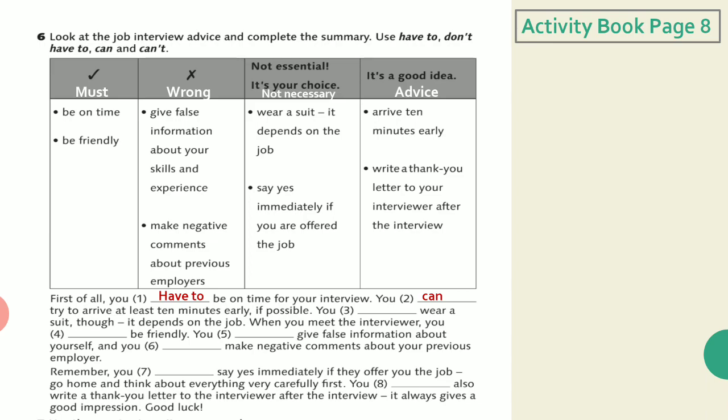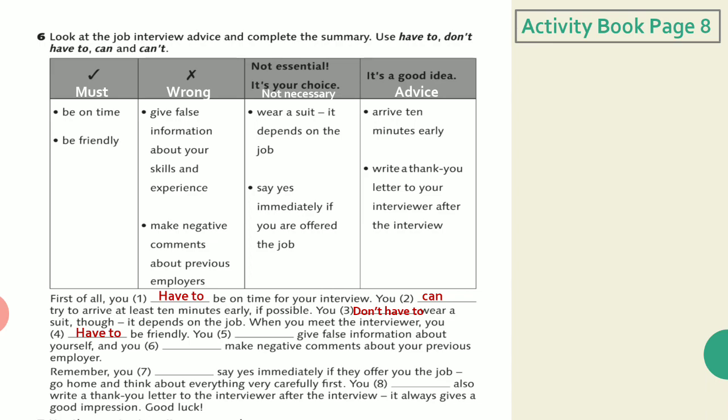You wear a suit, though it depends on the job. And here we want to say that it is not necessary to wear a suit, it depends on the job. So we are going to use don't have, meaning that you are not obliged to wear a suit or formal clothes. When you meet the interviewer, you be friendly. Now we must be friendly when we meet the interviewer. So the modal verb we are going to use is you have to. You have to be friendly.